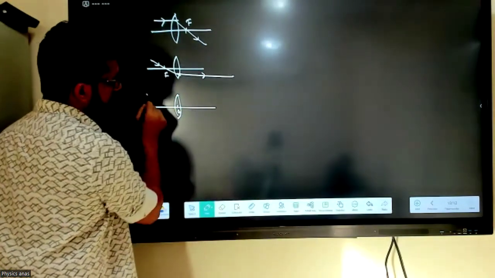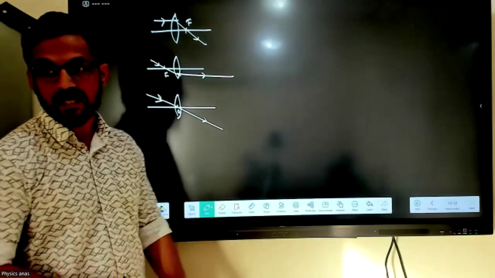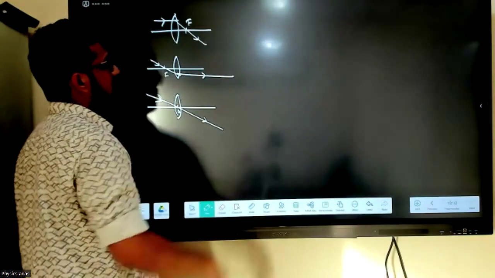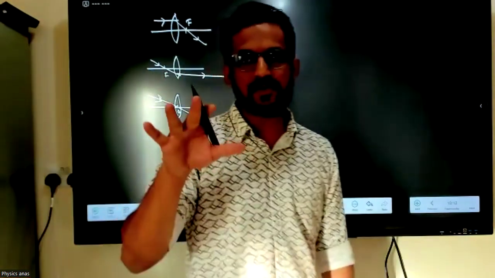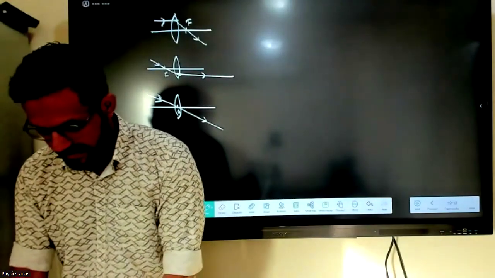If the light rays are passing through the optical center, they will not deviate. And then anything else? That's enough. That's enough idea to draw a ray diagram.